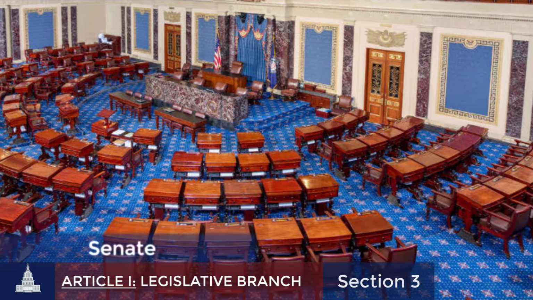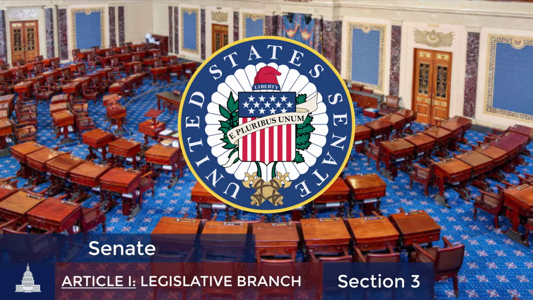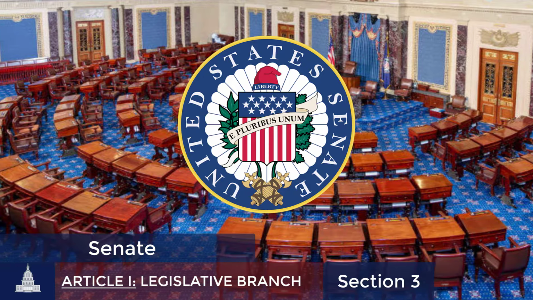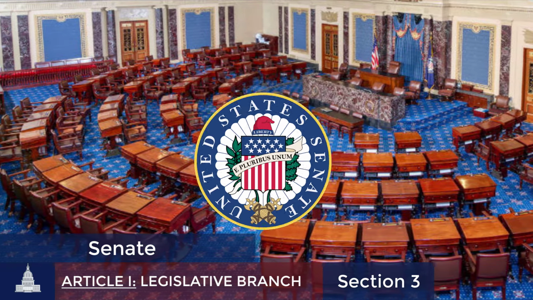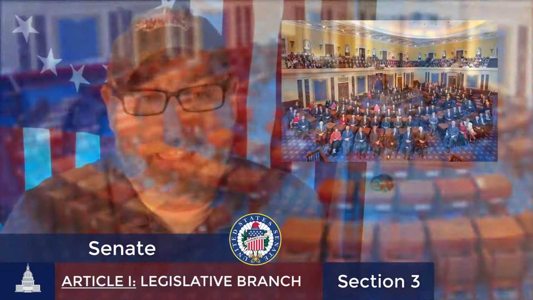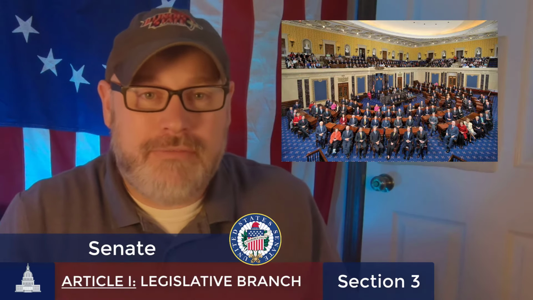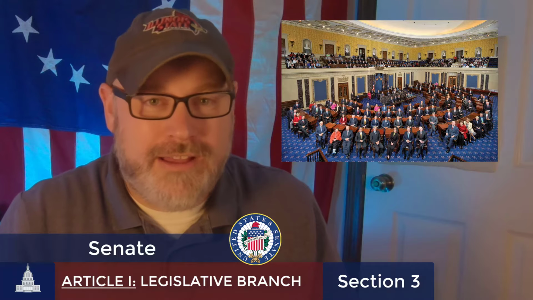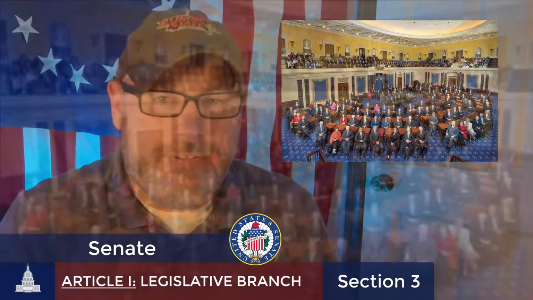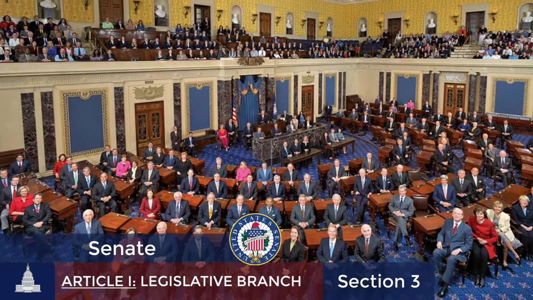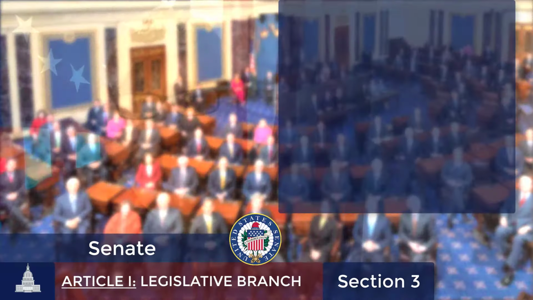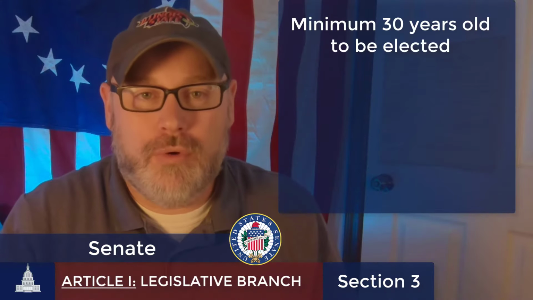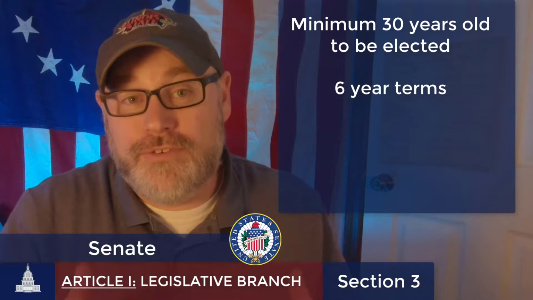Article 1, Section 3 outlines the United States Senate. Now remember, the founders wanted the House to be very fluid and have new ideas and people coming in and out. Well, the Senate, they wanted to have a legislative body that was a little slower to move, maybe older and wiser with more experience to balance the 2 houses. So in order to be elected by the people to the Senate, you have to be at least 30 years old. Also, senators serve for 6-year terms.